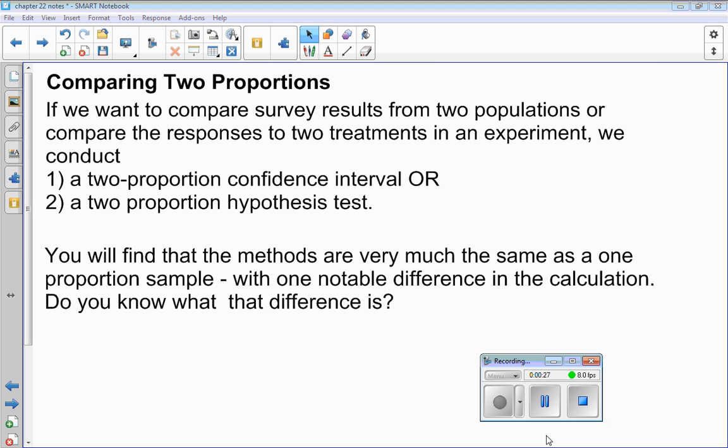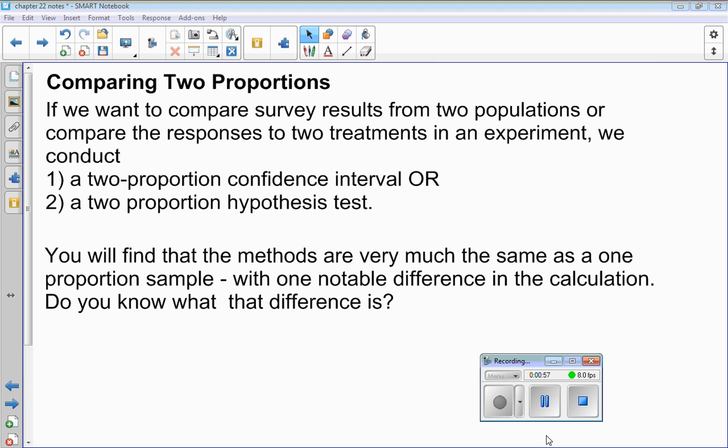So we can conduct either a two-proportion confidence interval, which we'll look at in a few minutes. So it's still looking at an interval. When we do that, we're going to be looking at the difference between them. Let's say, the difference between males and females, or whatever our two populations or our two samples are going to be coming from. Or we can conduct a two-proportion hypothesis test, a two-proportion Z-test. So we're going to look at both of those today.